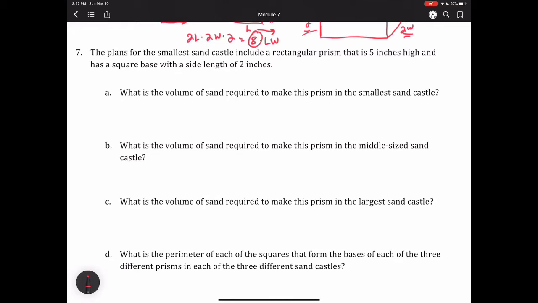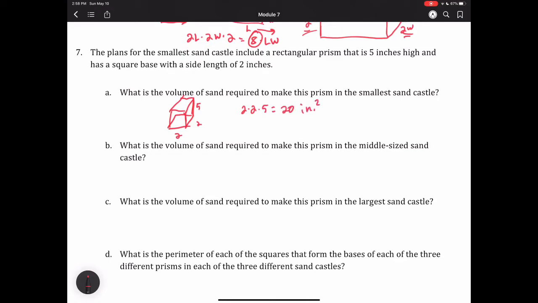So if it has a square base that's 2 by 2 and a height of 5, well, we know that our volume is just going to be the length times the width times the height. So it's 2 times 2 times 5, which is equal to 20 inches squared.